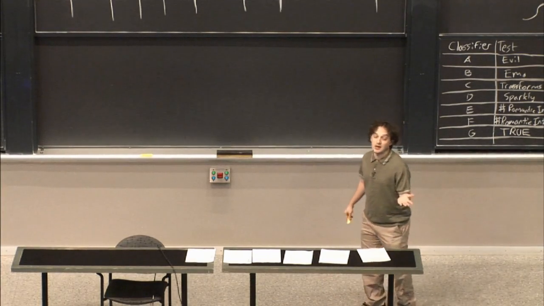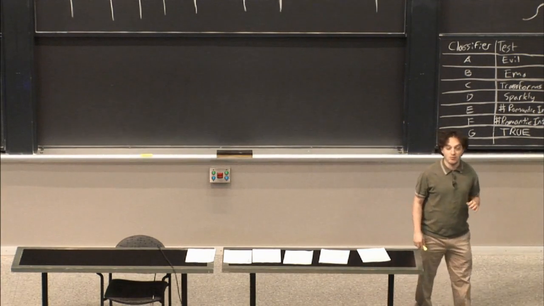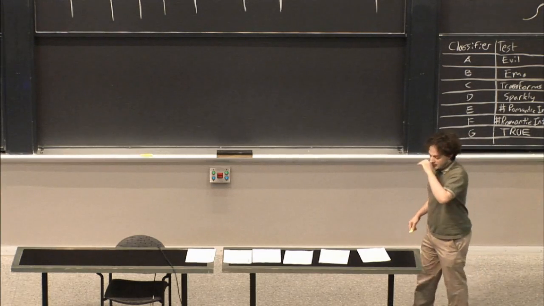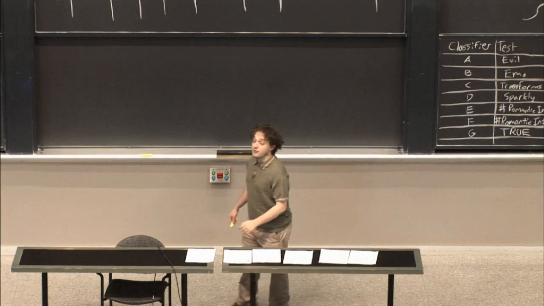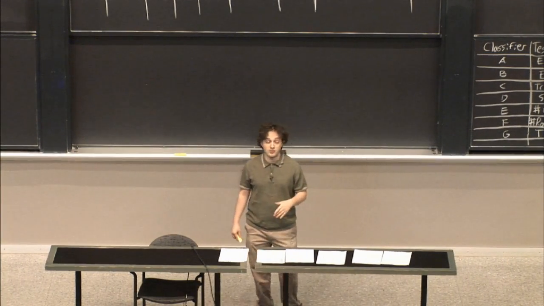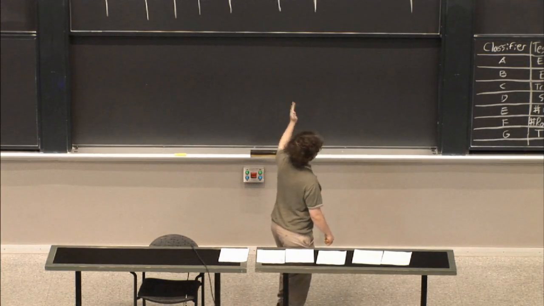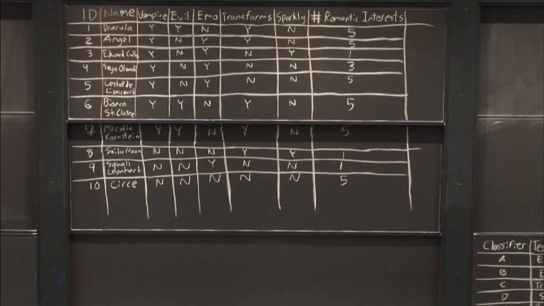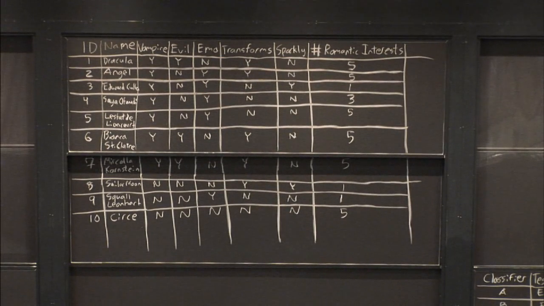Just like with ID trees, you may have noticed there's the ID tree problem where there's a graph and all of the tests are x and y axis tests on that graph. And then there's the ID tree problem where there are a lot of different classifiers about characteristics that are discrete, and all of the ID tree stumps, if you will, are built out of those discrete qualities. This is an example of a boosting problem of the second type, with a bunch of discrete qualities like evil, emo, transforms, sparkly, and it has a numerical quality, number of romantic interests. So it's one of basically the two kinds of boosting problems you might see.